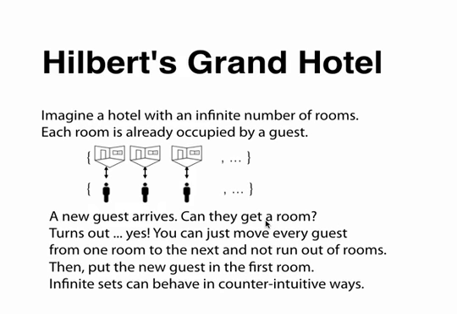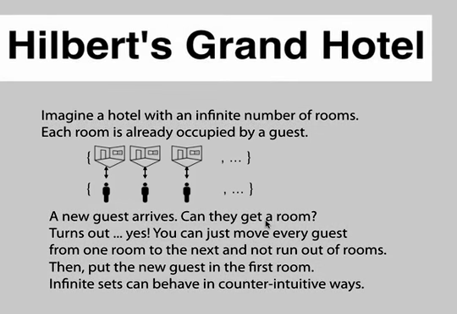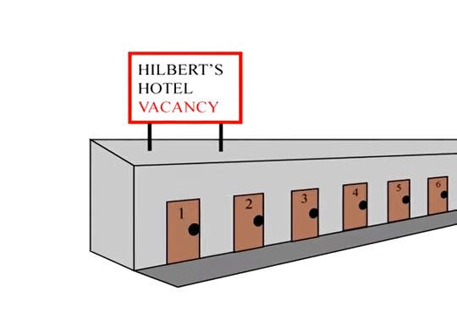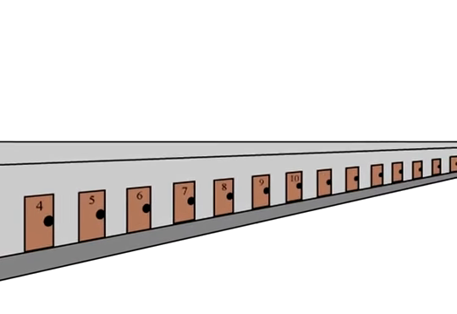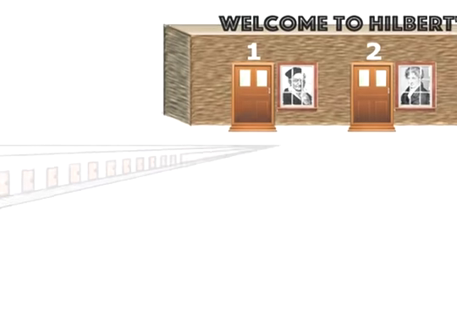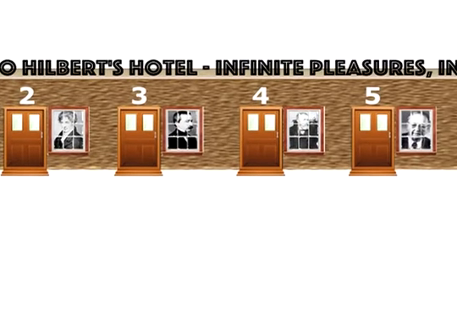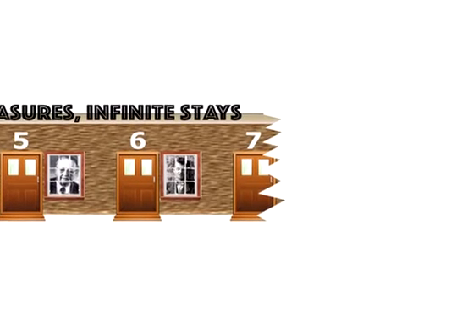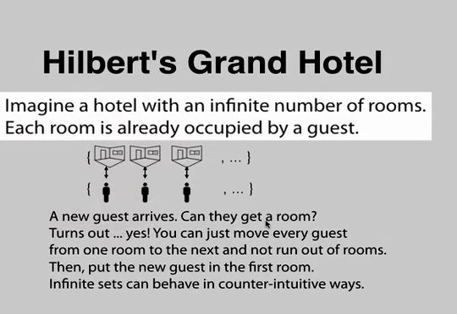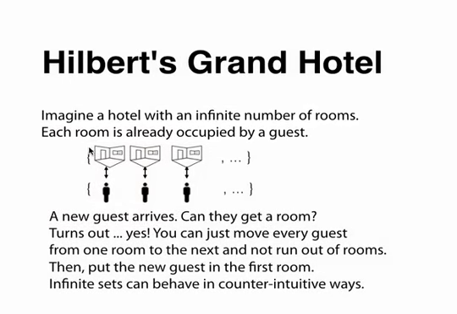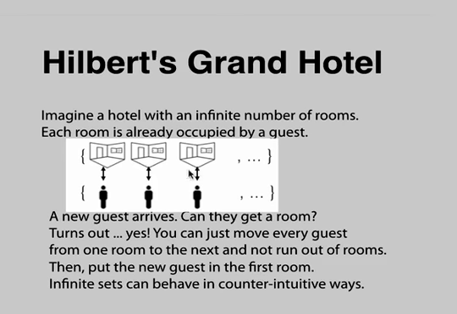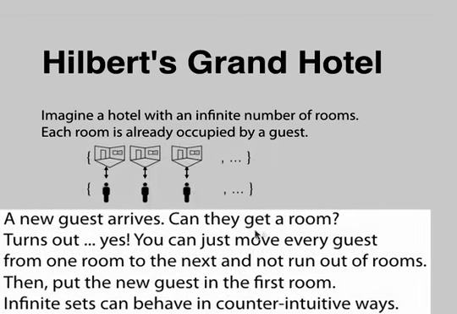And here's one example brought to you courtesy of Hilbert, a very famous mathematician who lived 100 years ago. He said, imagine a hotel with an infinite number of rooms. Remember, that means that if you start counting them, you'll never stop. No natural numbers can be used to count all of them. So imagine a hotel with an infinite number of rooms, and each room is already full, okay? Each room is full. It has a guest. Now a new guest arrives. Can they get a room? All the rooms are full.